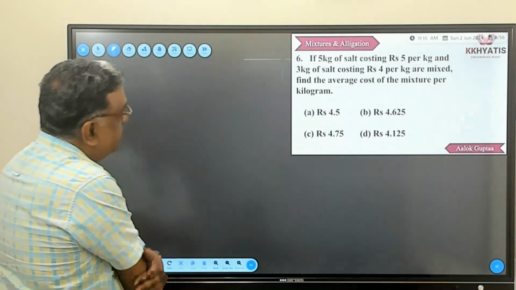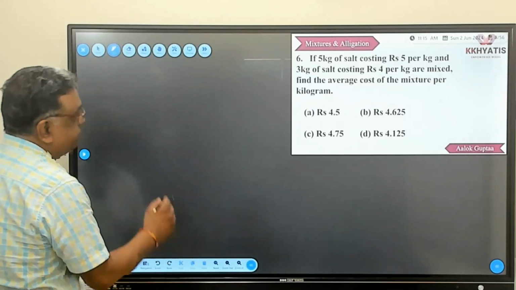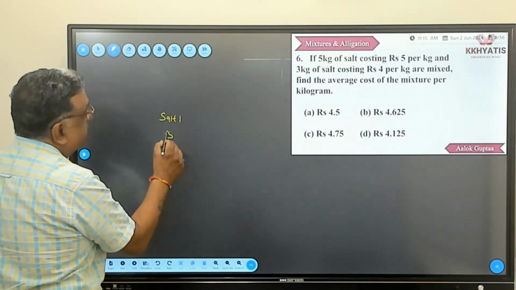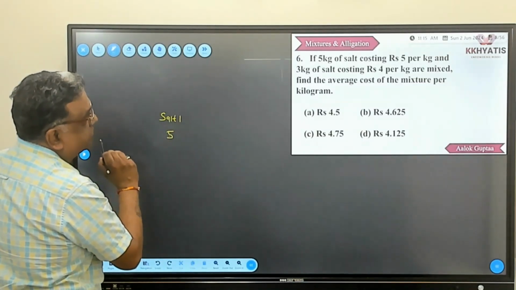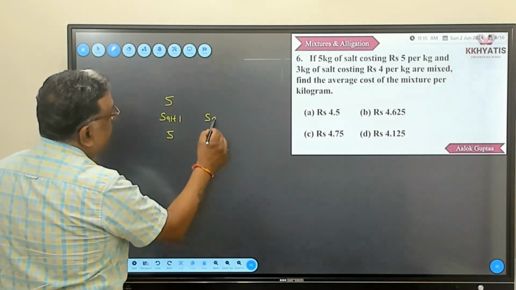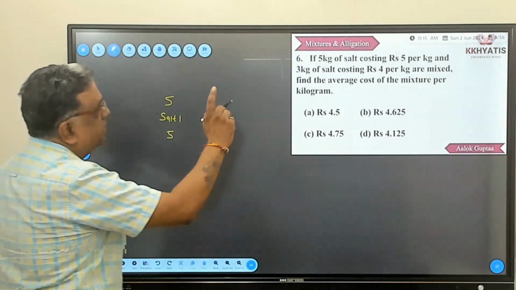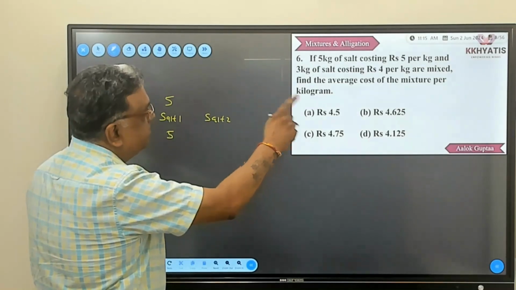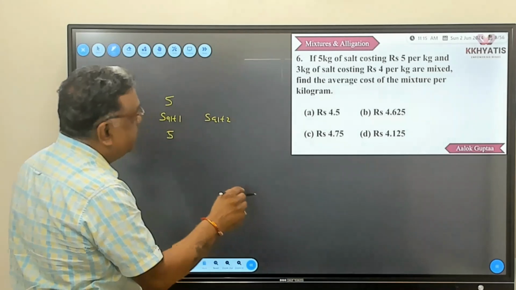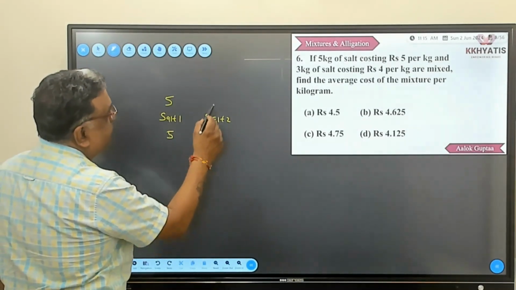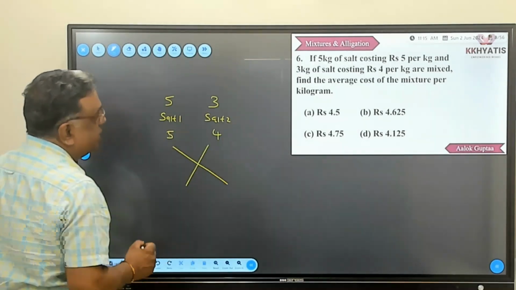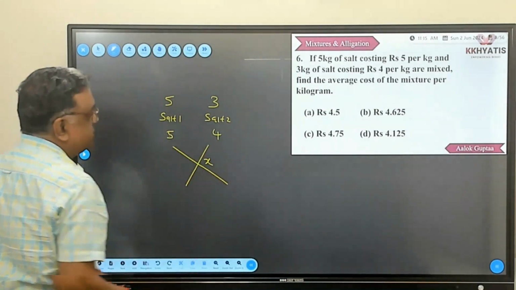If 5 kg of salt costing rupees 5 per kg and 3 kg of salt costing rupees 4 per kg are mixed, find the average cost. So let us say we have salt 1 which is costing 5 per kg and its quantity is 5. And there is a type salt 2, which is 3 kg and its cost is 4, and when they are mixed together we have to find this cost which is unknown here.